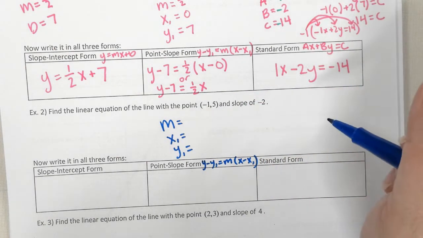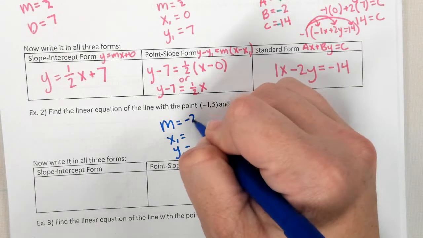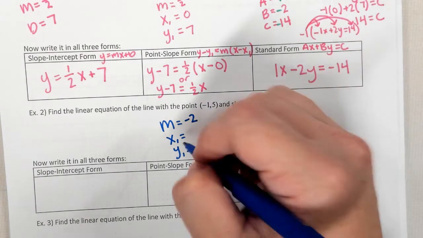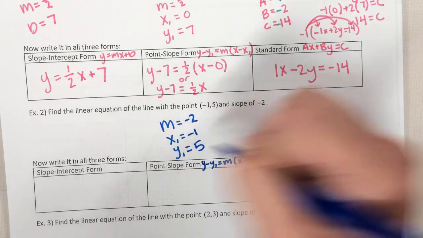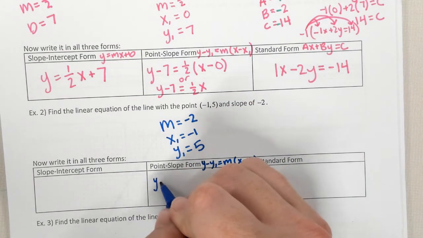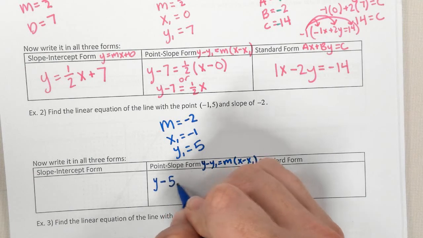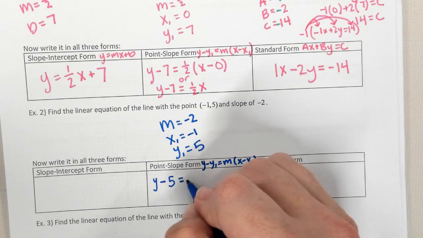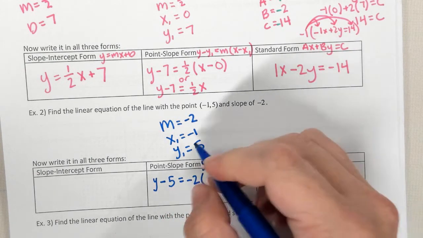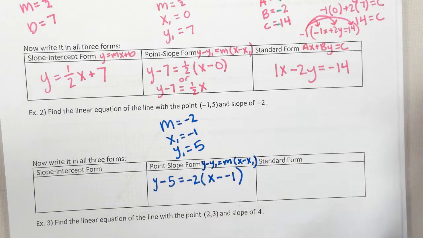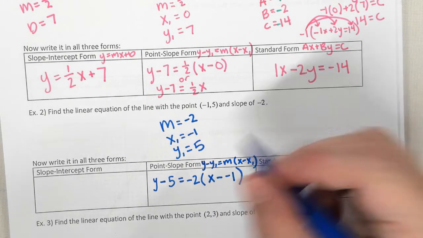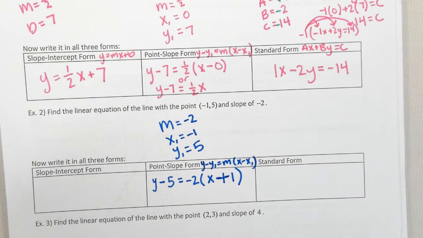So what's my slope? Negative 2. And what's my x1? Negative 1. And my y1? So when I plug it in, I get y minus y1 equals m, which is negative 2, parentheses x minus x1, which is negative 1. Well, doesn't that just give me a broken plus sign? Yes. So this becomes x plus 1. Are we okay with that? Oh, we don't have to solve it? No. You're just plugging them into the proper forms.